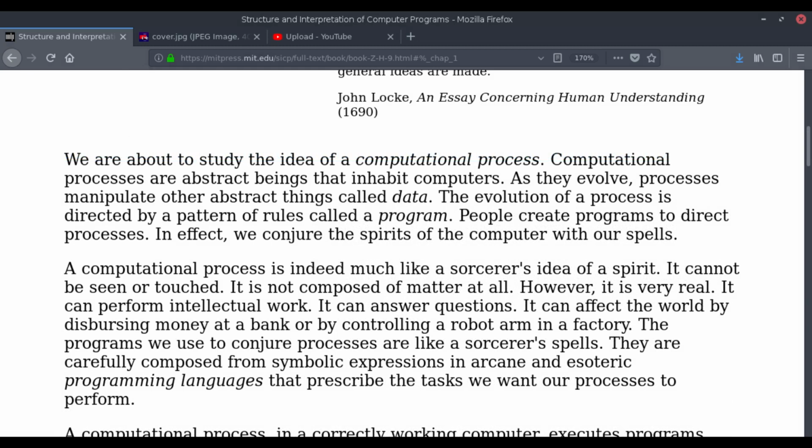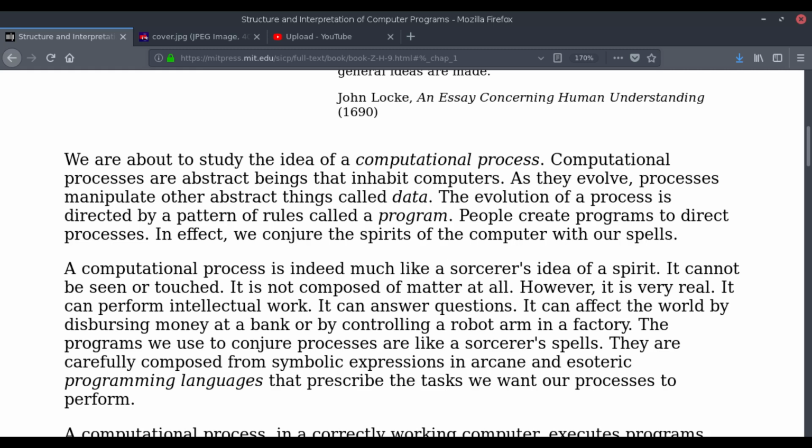Computational processes are abstract beings that inhabit computers. As they evolve, processes manipulate other abstract things called data. The evolution of a process is directed by a pattern of rules called a program. People create programs to direct processes. In effect, we conjure the spirits of the computer with our spells. A computational process is indeed much like a sorcerer's idea of a spirit.